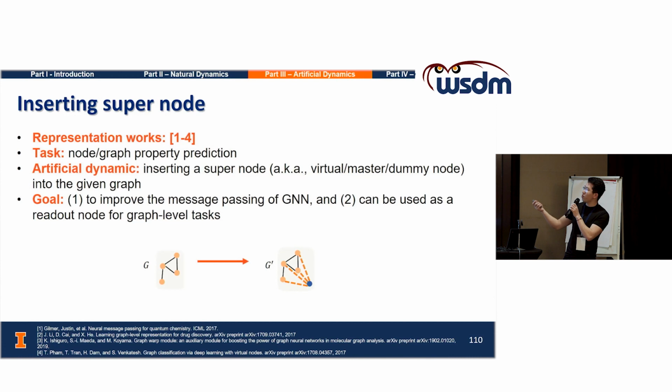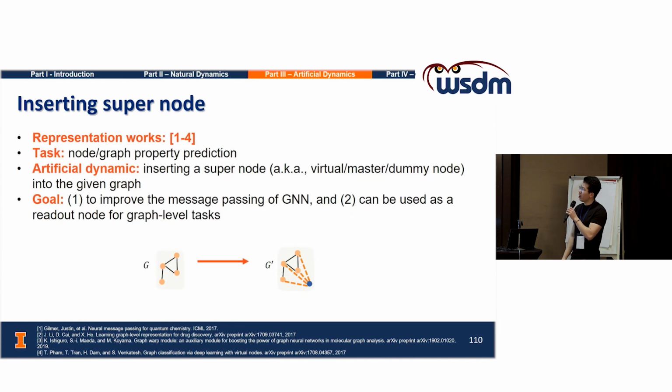For those 4 works, the task they are working on is node and graph property prediction. And the artificial dynamics, as the bottom image shows, is to insert a supernode into the given graph. The supernode technique is also known as the virtual node, master node, and dummy node. So the goal is twofold.